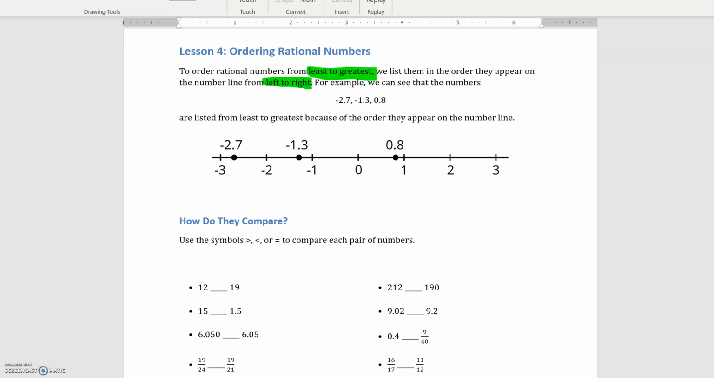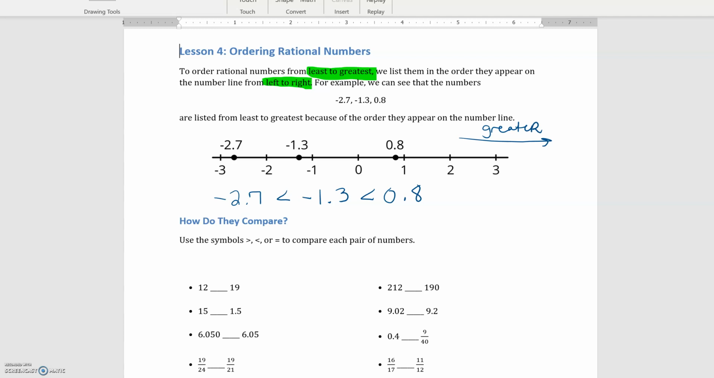For example, we see that the numbers -2 and 7/10, -1 and 3/10, and 8/10 are listed from least to greatest because of the order they appear on a number line. You see here that based on the number line, -2 and 7/10 is less than -1 and 3/10, which is less than 8/10, because as you go to the right, they get greater in value.